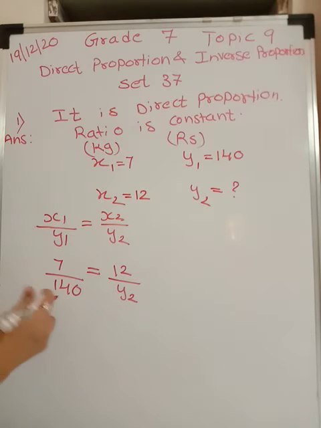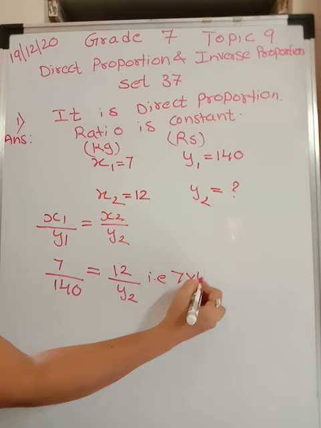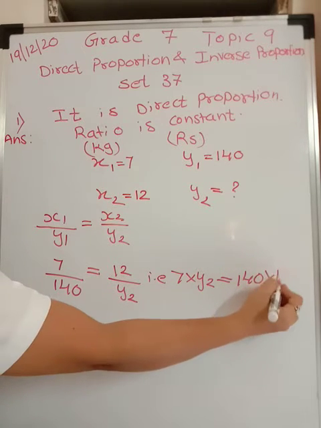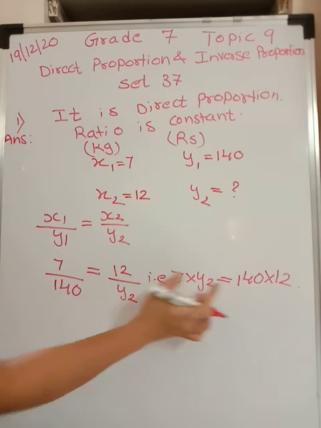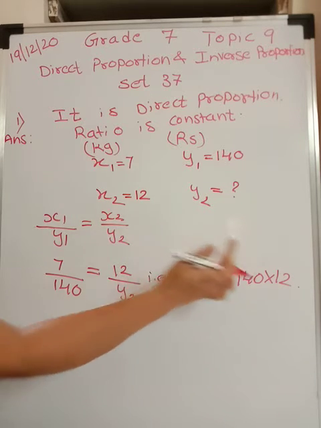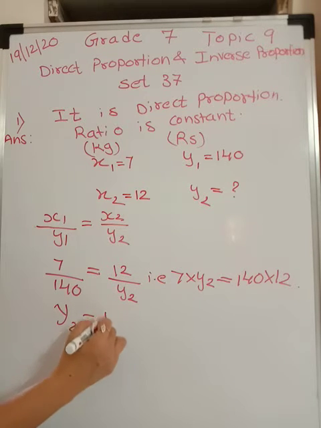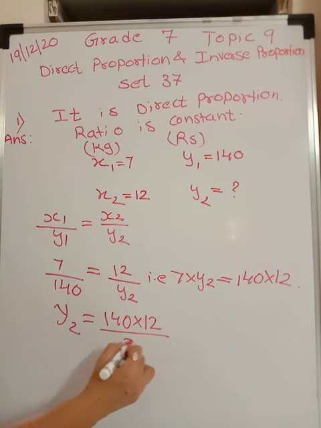Now cross multiply. After cross multiplying, what we get is 7 into y2 will be equal to 140 into 12. We have to find y2. We will shift 7 to that side. Here there is multiplication, so if we shift 7, it will go in division. So y2 will be equal to 140 into 12 upon 7.